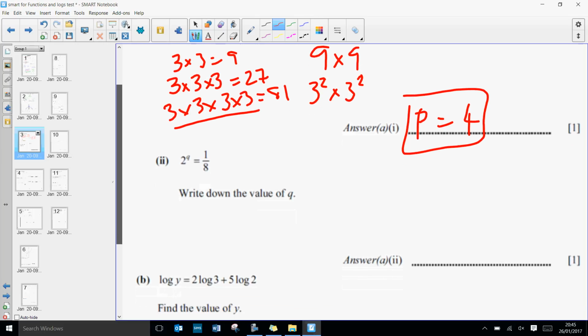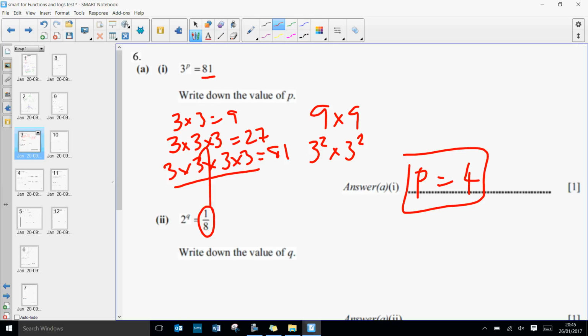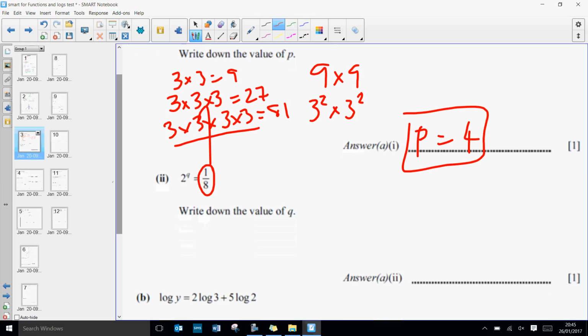Next one, the fact that we have a fraction here, 1/8. Hopefully you remember that fractions tend to come from negative powers. So what we want to do is try and write 8 as a power of 2. So 2 to the power q is 1 over 2 cubed. I'm quite sure you all know that 8 is 2 cubed. But if we have a power on the bottom, we would be able to rewrite that as 2 to the power negative 3, which means that q is negative 3.